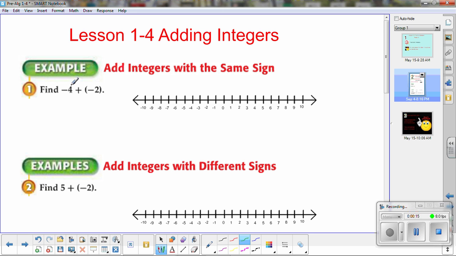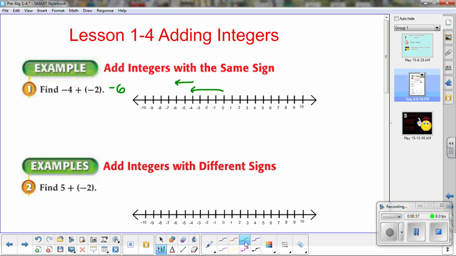If we are trying to find -4 plus -2, we're going to start at 0 on the number line and move to the left 4 units because it's -4. And then if we want to add -2, we're going to move 2 more units to the left, which brings us to -6 as our final answer.